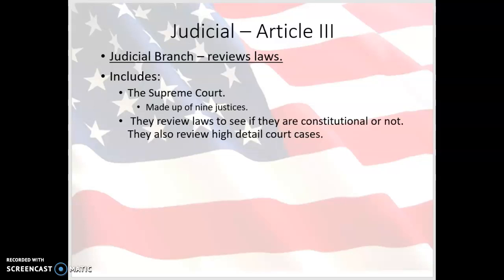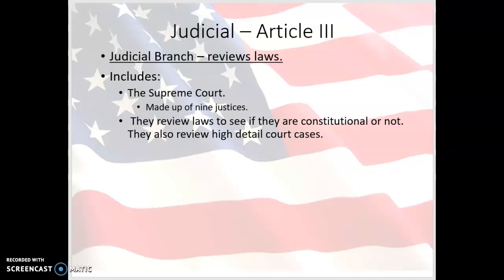Article 3 talks about the third branch of government, which is the Judicial Branch, and this group reviews the laws. The Judicial Branch is made up of the Supreme Court, which currently has 9 different justices. They are made up of an odd number, such as 9, so that anytime they have to vote on whether or not a law is what we call constitutional, there's no way it can end in a tie. It'll have to be one side or the other.